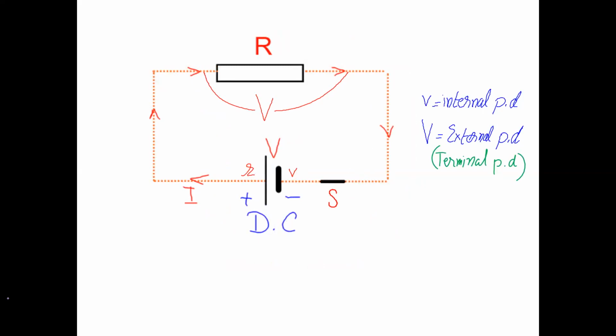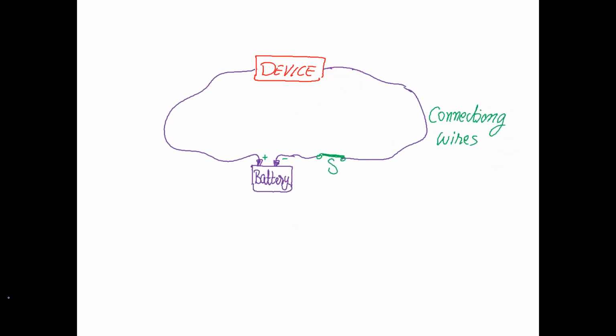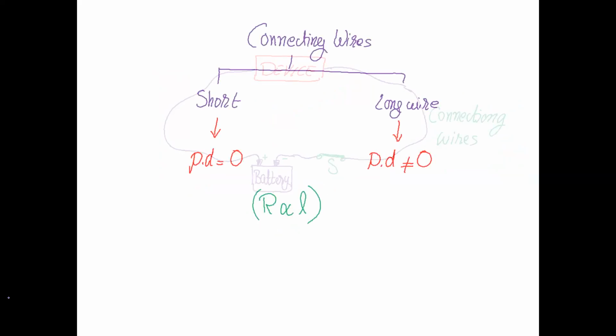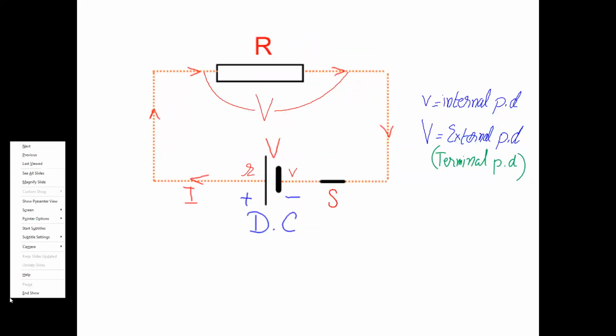Now look at this concept. There is a small v and there is a capital V. Small v is the internal PD and the capital V is the external PD, and their sum is called EMF.